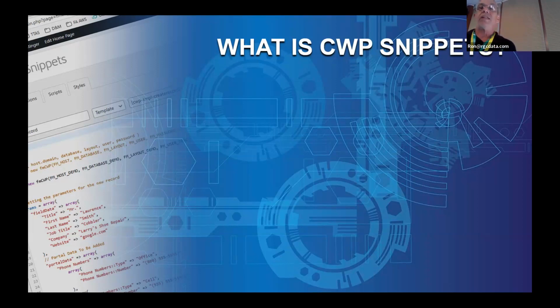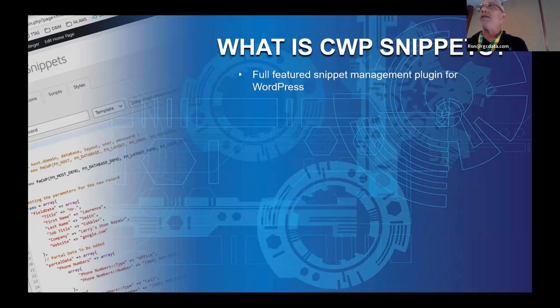And so CWP Snippets is the name of our plugin. It is a WordPress plugin, not to be confused with a FileMaker plugin. And so what is CWP Snippets? Well, at its core, CWP Snippets is a snippet plugin. So if you're familiar at all with developing in WordPress, there are plugins that are snippet plugins that allow you to inject custom code into your pages in a website.